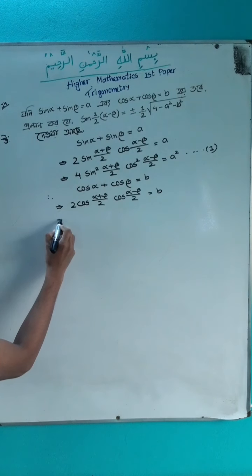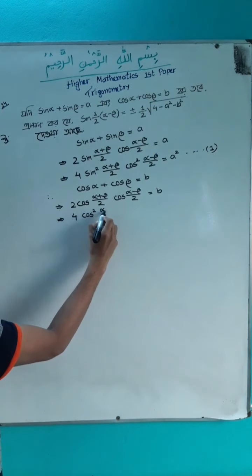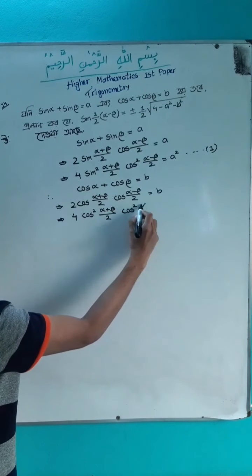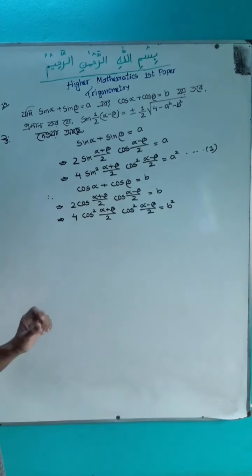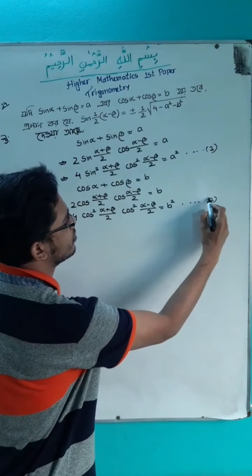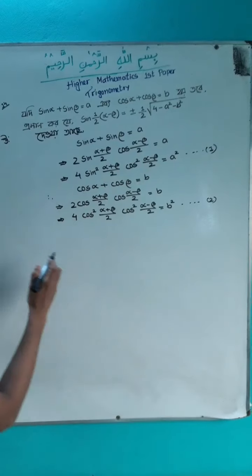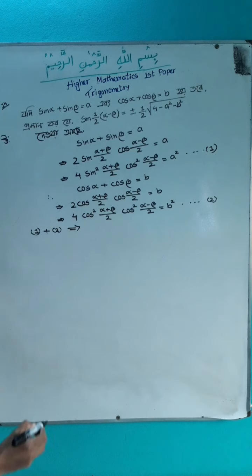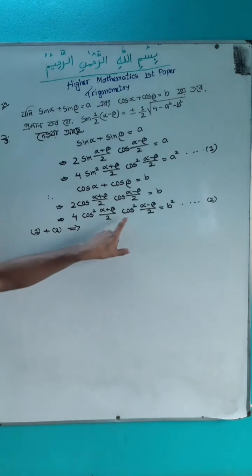So we will square both sides. We get 4 cos square (alpha plus beta) divided by 2 cos square (alpha minus beta) divided by 2 equals B square. This is our equation number 2. Now we will add these two equations to get this term. Adding equations 1 and 2, we can take 4 as a common term, and this one is also a common term.